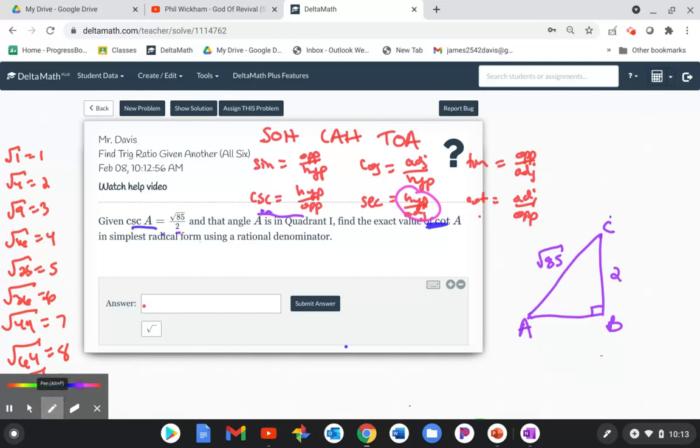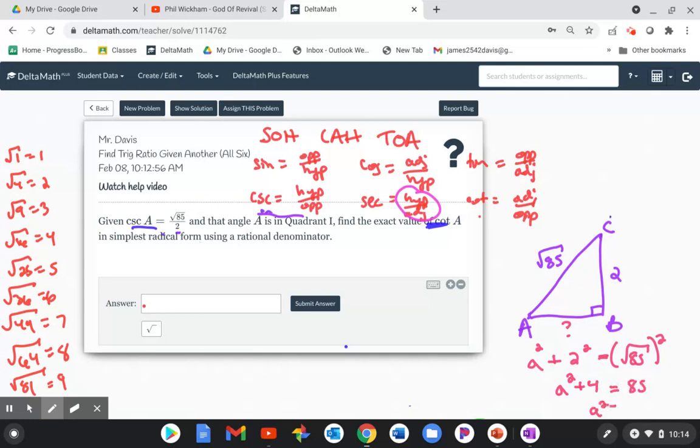So we need to find this one down here. We'll just call that our a. So a squared plus 2 squared equals the square root of 85 squared. So then we get a squared plus 4 equals 85. We then subtract the 4, so a squared is 81, and take the square root of that. We do get a nice perfect square of 9. That's good. So it goes down there.